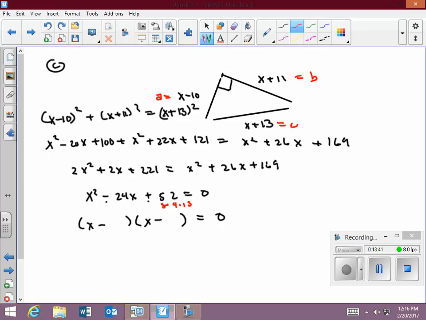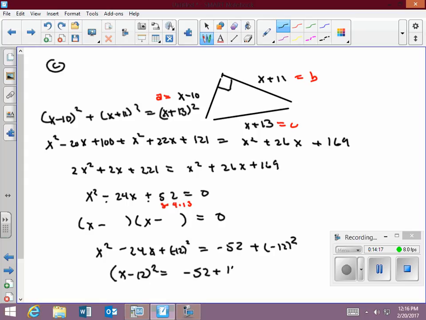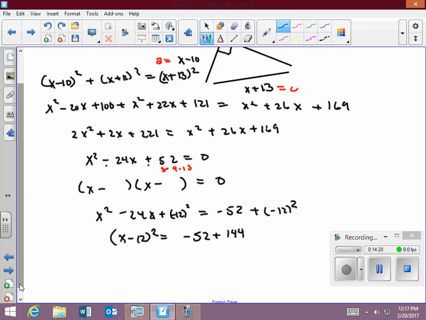But anyway, then what do we have to do? Either the quadratic equation or else completing the square. Completing the square is what I like. Move the 52 over. Take half the middle term, square it and add it. And then do the same thing over here. Now you've got x minus 12, the quantity squared, equals negative 52 plus 144. Is that right?